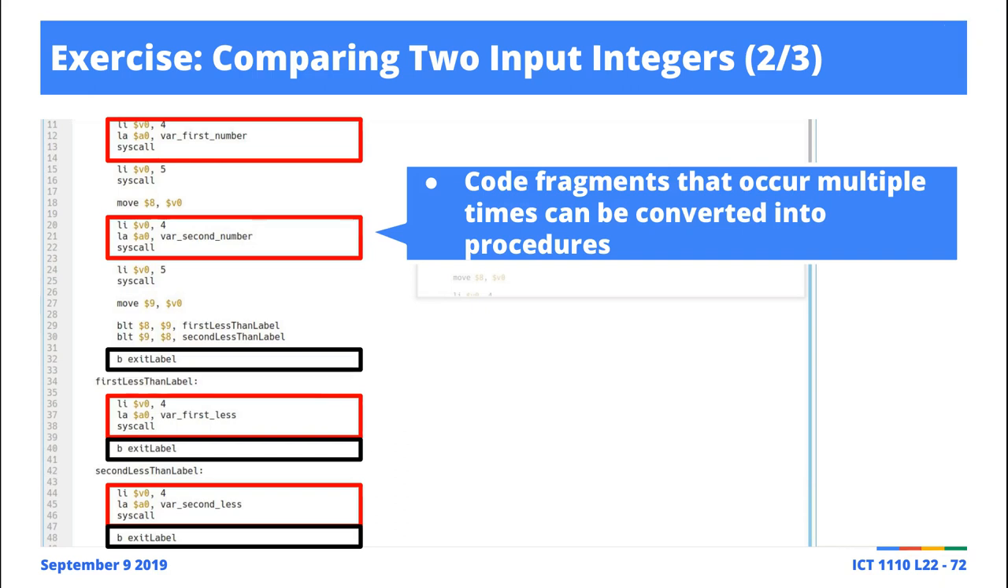Effectively, what you'd be doing is, in all these labeled parts here, you'd just have jump and link statements linking to the name of the procedure applicable to the code fragment. So in this case, the procedure for printing the string, and in this case, the procedure for exiting, right?